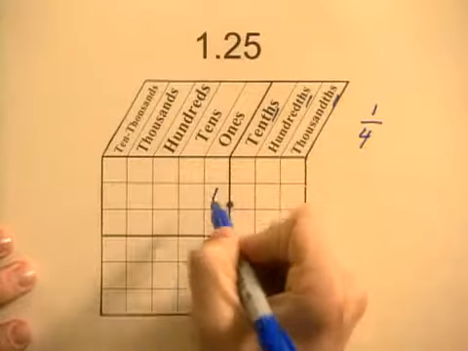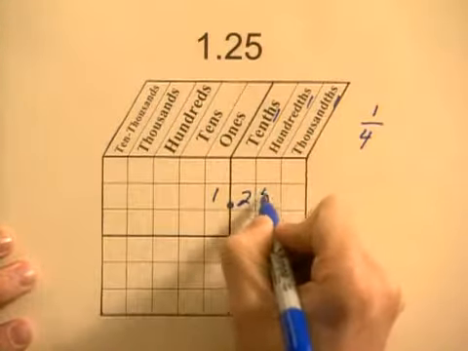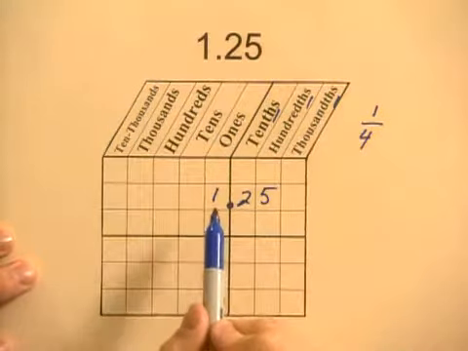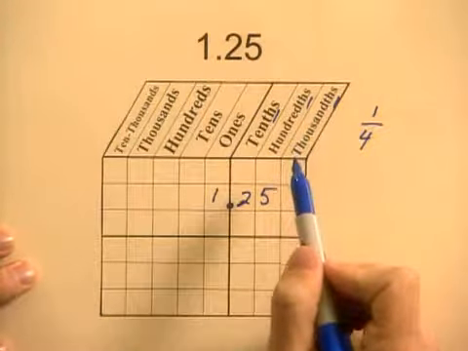So I'm going to put my 1 here in the ones place, the 2 in the tenths place, and the 5 in the hundredths place. So that's 1.25, or 1 and 25 hundredths. Got it? Yeah. Not too difficult. Now let's turn some decimals into fractions. Sound like fun? Yeah. Sure, why not?